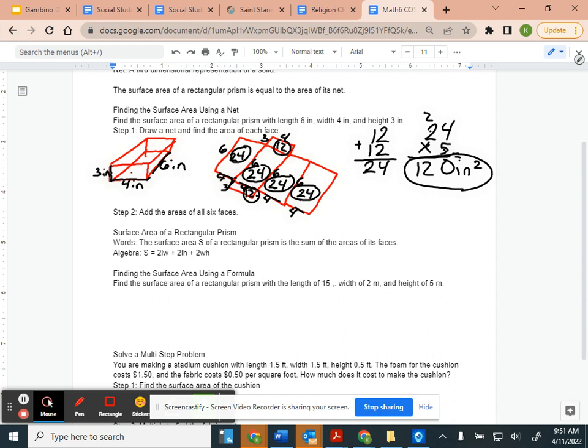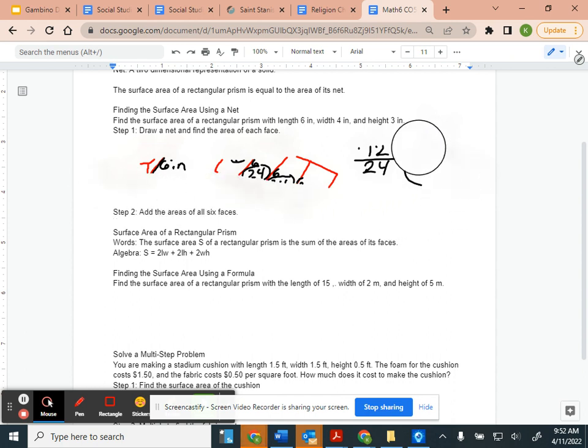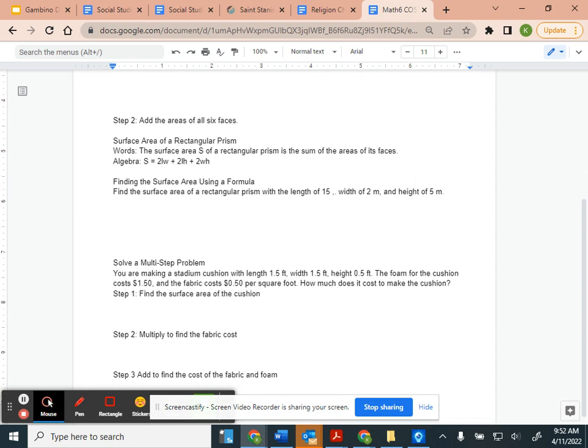Let's see what else we're going to be working on. This time, we have a rectangular prism. And it says the surface area S of the rectangular prism is the sum of the areas of its faces. That's what we just did. We did the sum of the areas of its faces. So we could do 2 times the length and the width plus 2 times the length and the height plus 2 times the width and the height. So it's finding it in slightly different ways.